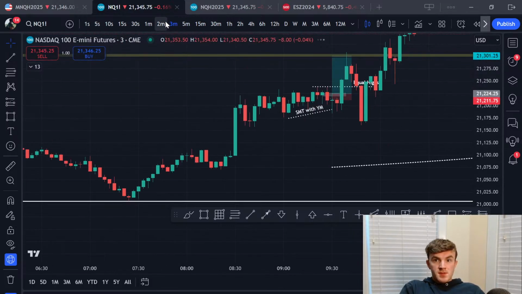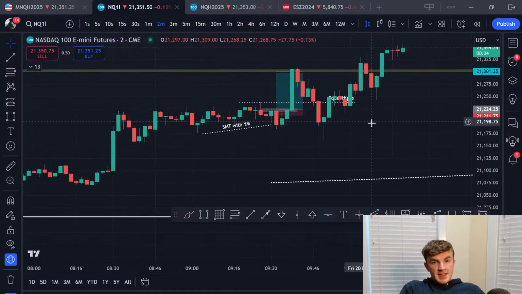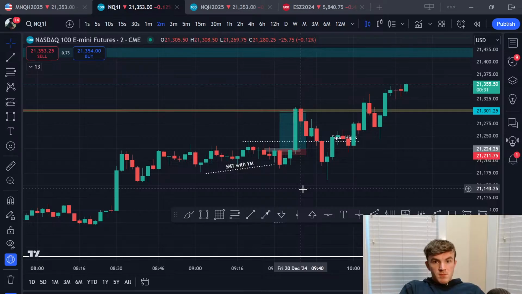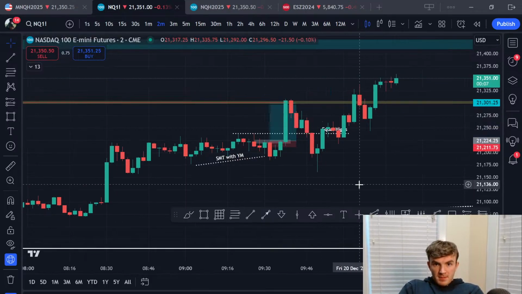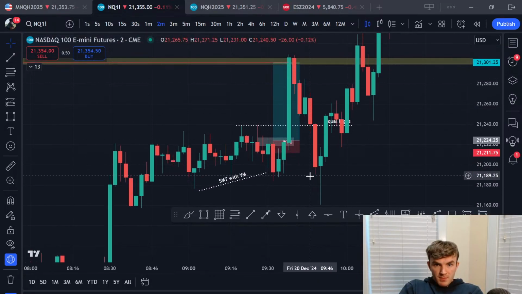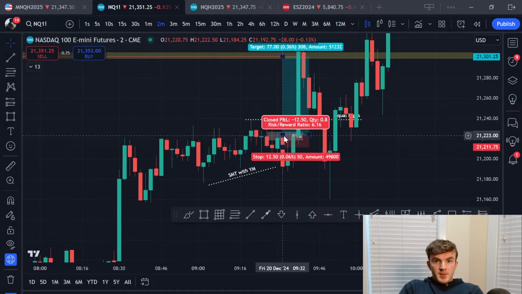Second one, at this point, I'm trying to figure out why this one was bad. So first one's against my bias. I need to make a new rule where it's like, don't trade against short-term bias or intermediate bias. I'll figure it out. And then this next one, oh man, this would have been a decent trade.